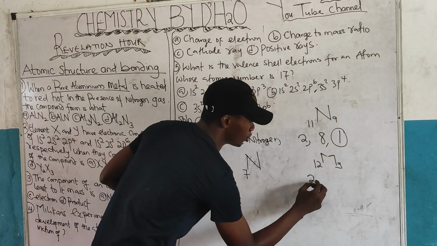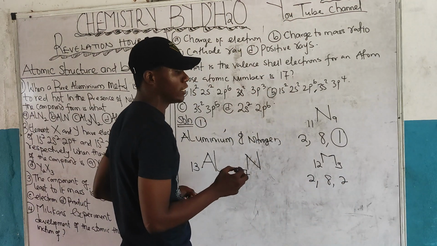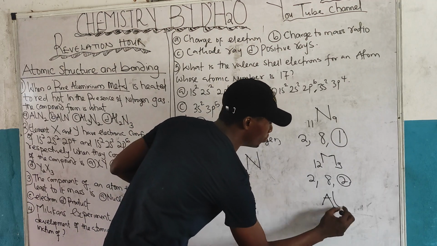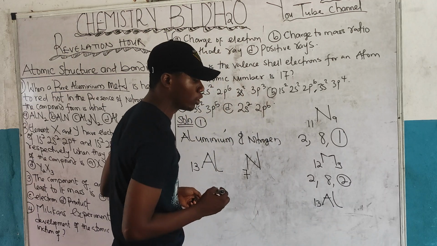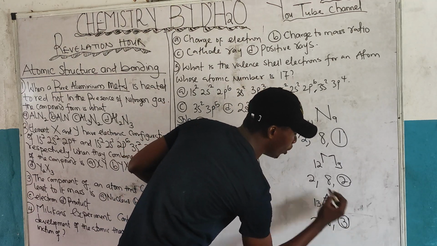So what we have is 2, 8, 2. So the valency of magnesium is what? 2. Now if I take another element like aluminium, which is what we have here, it's number 13 in the periodic table. So you have 2, 8, 3. The valency is what? 3.